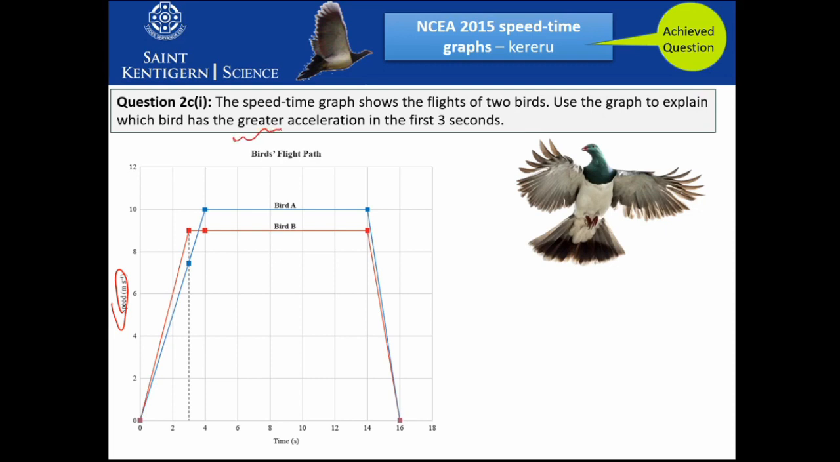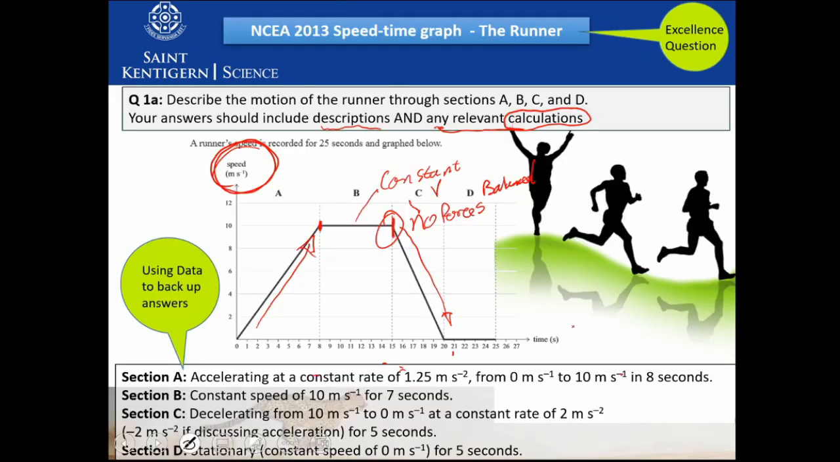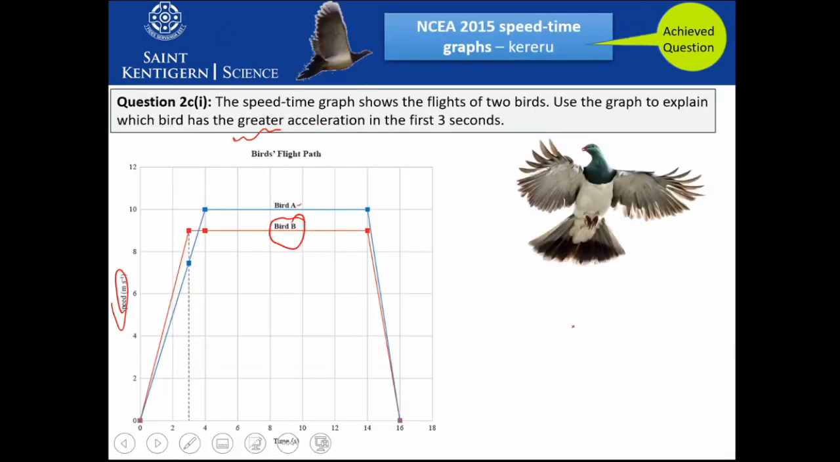Greater acceleration simply means steeper curve, steeper gradient. So which one of the two? Is that bird B or bird A? It's easy, it's bird B, but we can support that with calculations, because bird B goes to, as you can see here, 3 seconds to get up to 9 meters per second.